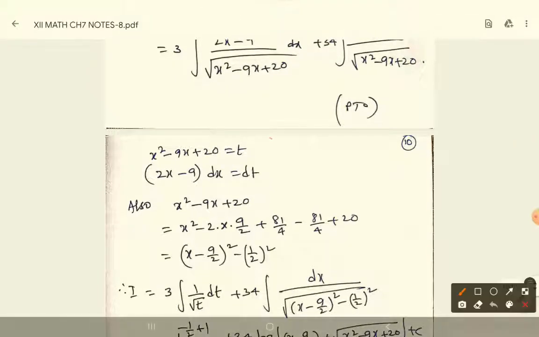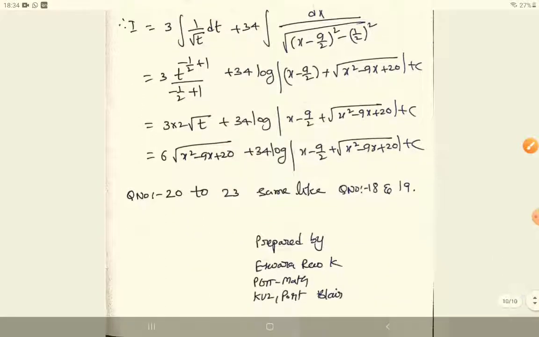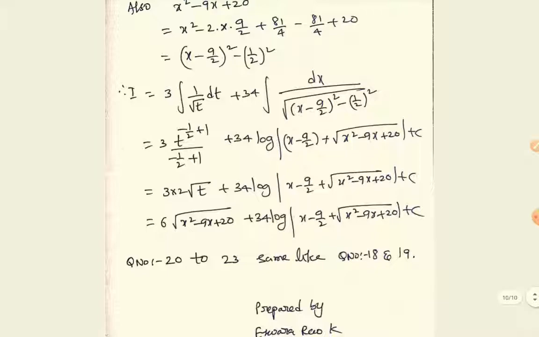So then take the denominator equal to t, 2x minus 9 into dx is equal to dt. The first one will be solved: 1 by root t dt will come. For the second one, use the completing square method. Then you get like this. Then apply the formulas. You will get the answer finally. Hope you are understanding. So like this we can solve all the problems from question number 20 to 23.